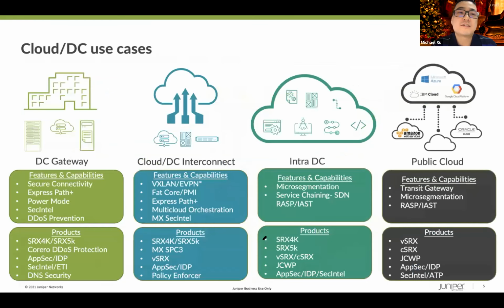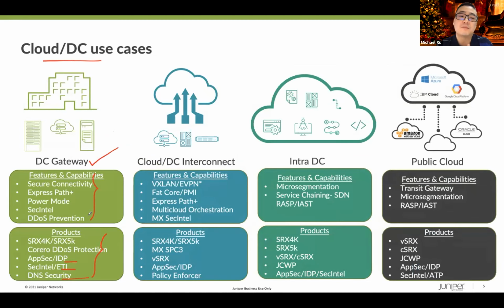So the third one is the cloud and DC use cases. I'm going to talk from 4 different perspectives, right? The first one is the DC gateway. The applicable products from Juniper could be our high-end SRX, like SRX 4K, SRX 5K, the Corero anti-DDoS solutions, those SRX features and also the DNS security.